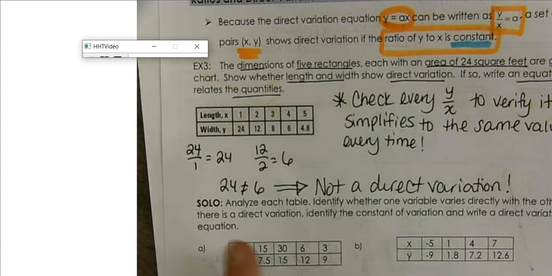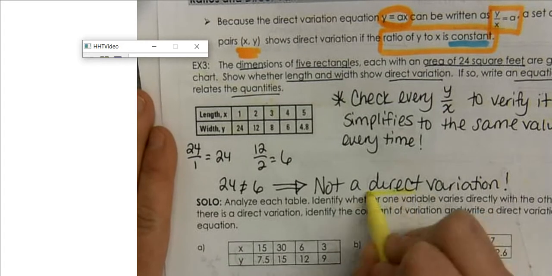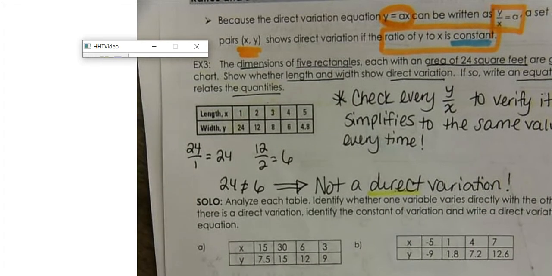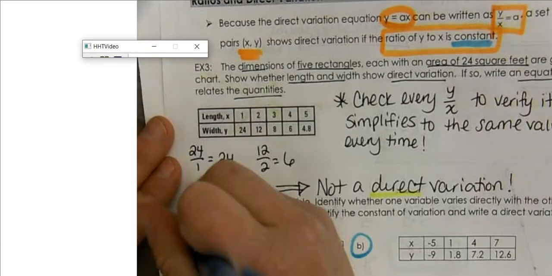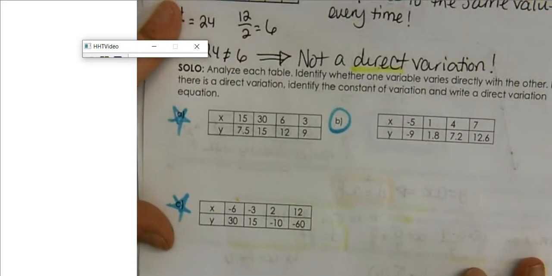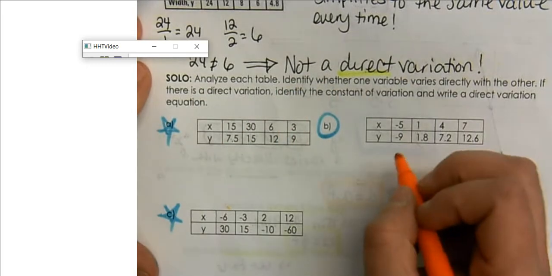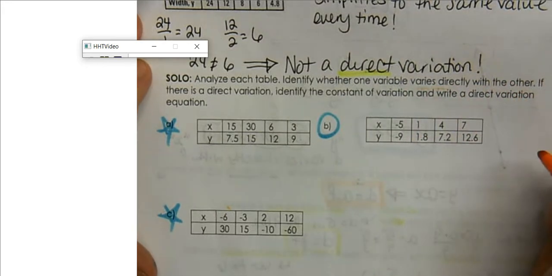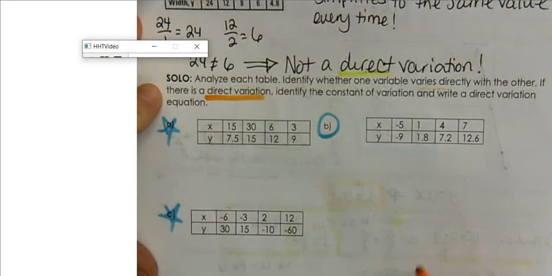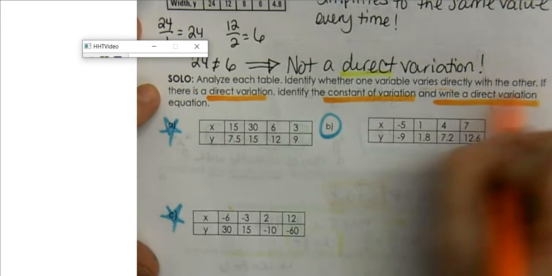As soon as you get something that is not true, you automatically know that it's not going to be a direct variation. I'm going to do letter B of the solo so that you can see how it works out. And then I would like you to complete A and C of the solo question and be ready to talk about that next time I see you. So in this solo question, it's asking you to analyze each table. And we need to identify whether one variable varies directly with the other. If there is a direct variation, identify the constant of variation and write a direct variation equation.